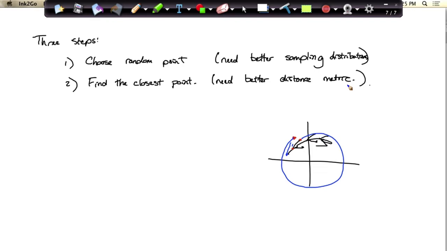And then the third step, like Pat asked, is choose an action u to extend the tree. Again, we have to do something a little bit more for dynamical systems because it's not clear how you should extend the tree to get as close to this random sample as possible. We have to somehow interrogate our dynamics. So we need better extend operators.